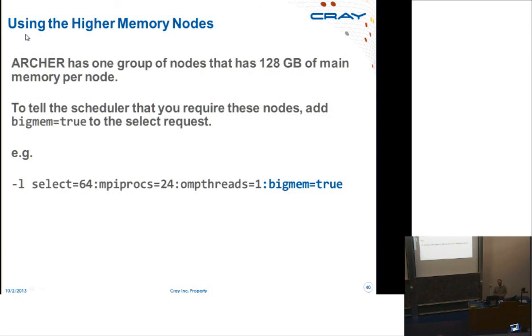However, I don't believe the scheduler will force you onto the 64 gigabyte nodes if you don't specify this. You may run on 128 gigabyte nodes as well if there's space available, because there's no real penalty, but that becomes a scheduling decision as to how much of that you allow.